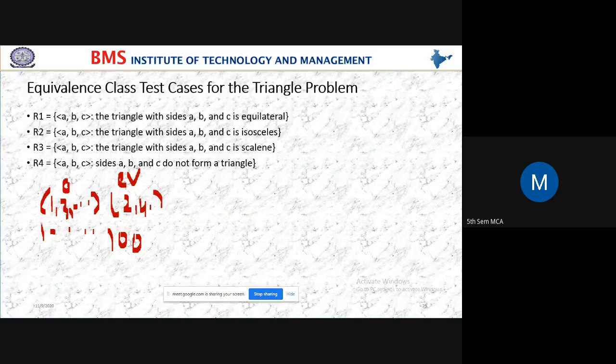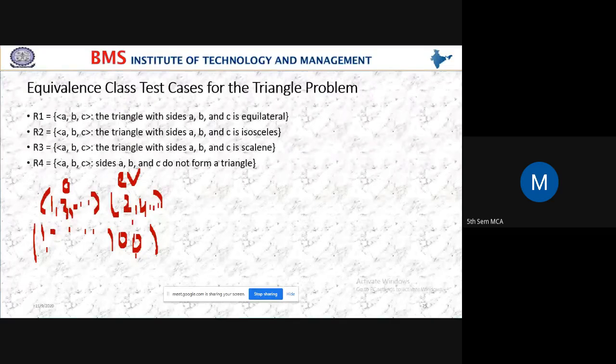Now I want to apply the test cases. If I take the complete set, I have the numbers from 1 to 100. But according to equivalence class testing, the main thing is the subsection. Here I have made two subsections. What are the two subsections? The odd numbers and the even numbers.